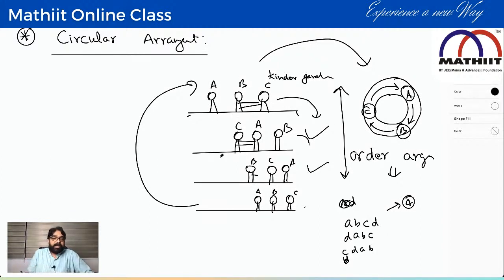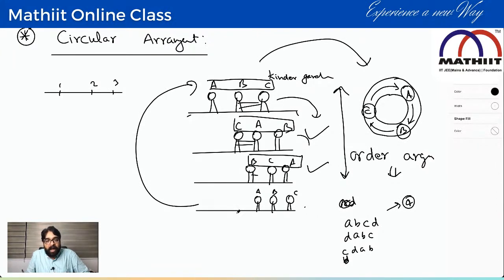Suppose in the order arrangement, there is numbering: 1, 2, 3. If you speak this, how will you say it? You say ABC. How will you speak this? You say CAB. How will you speak this? BCA. Again, you will speak ABC. See, these 3 pronunciations are different from each other. So these are different arrangements.